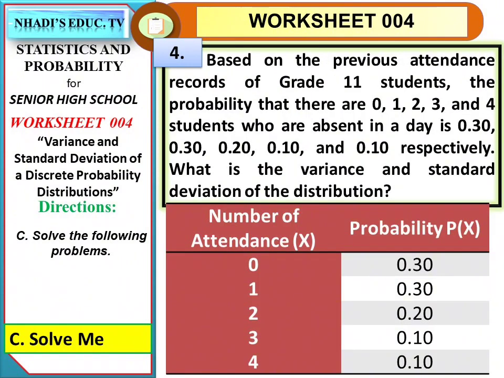Moving on to number 4, based on the previous attendance records of grade 11 students, the probability that there are 0, 1, 2, 3, and 4 students who are absent in a day is 0.30, 0.30, 0.20, 0.10, and 0.10 respectively. Find the variance and standard deviation of the distribution. So the number of absences for the random variable, we have 0, 1, 2, 3, 4, and the probability of 0.30, 0.30, 0.20, 0.10, and 0.10 respectively.